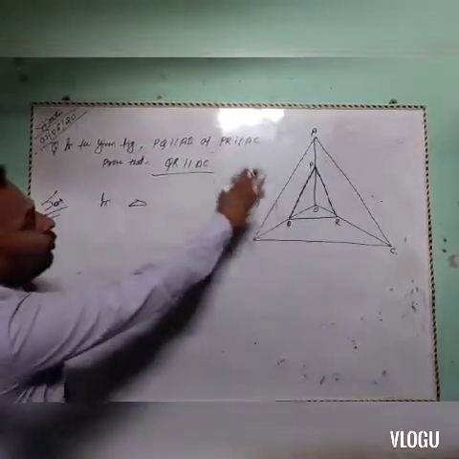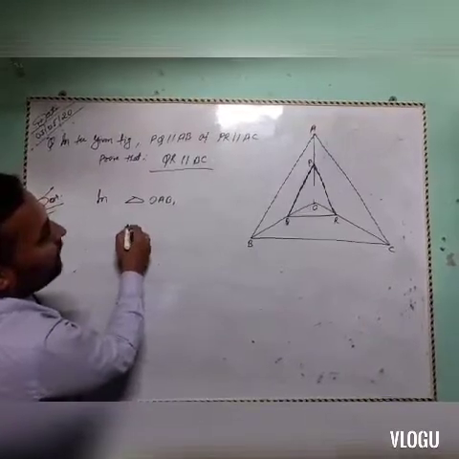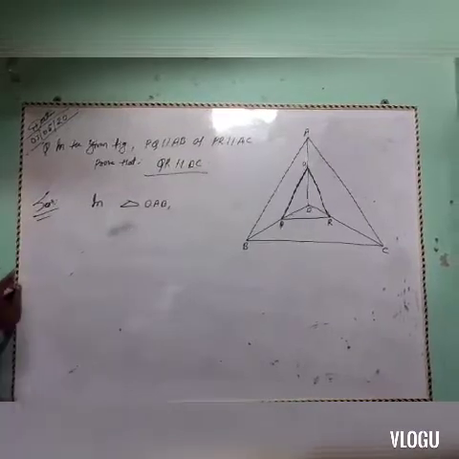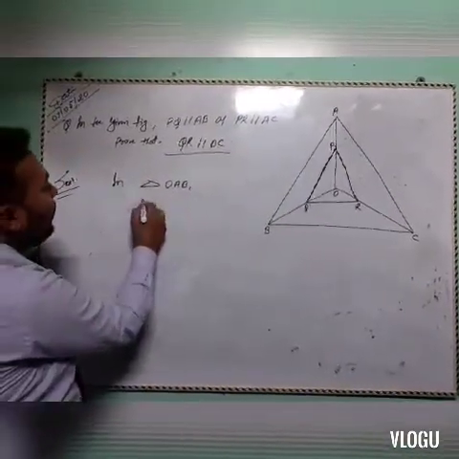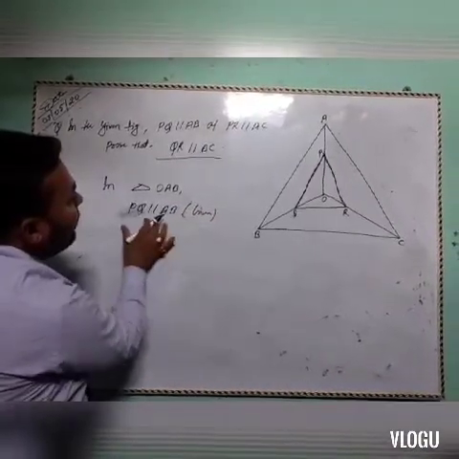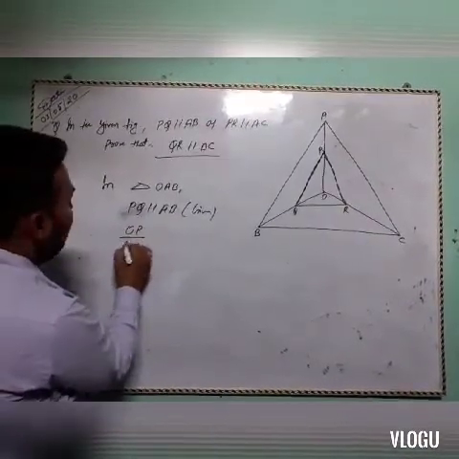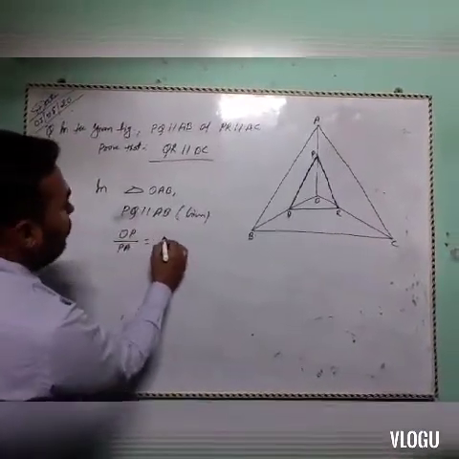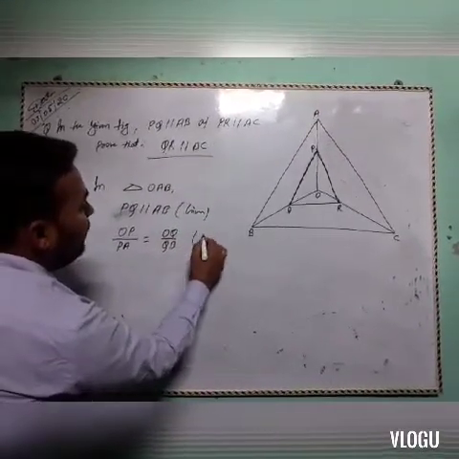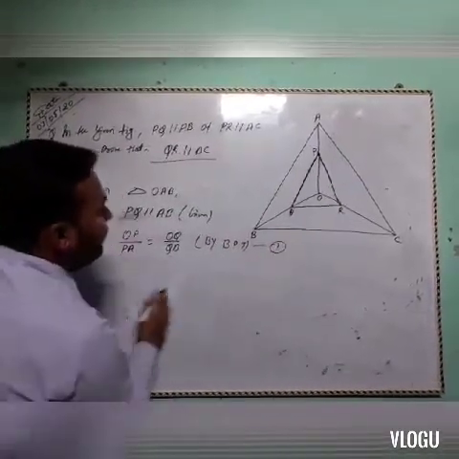In triangle OAB, PQ is parallel to AB, this is given. Then we say that OP by PA equals OQ by QB by BPT, basic proportionality theorem. Equation first.